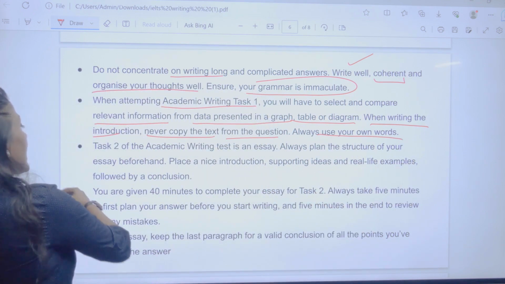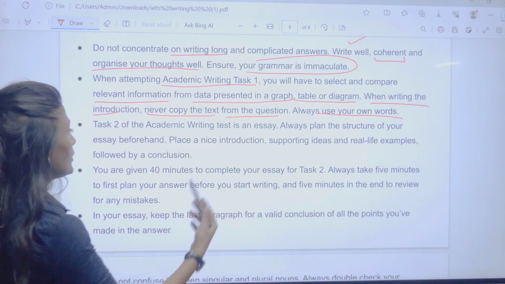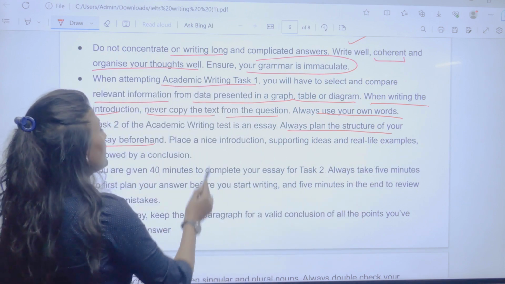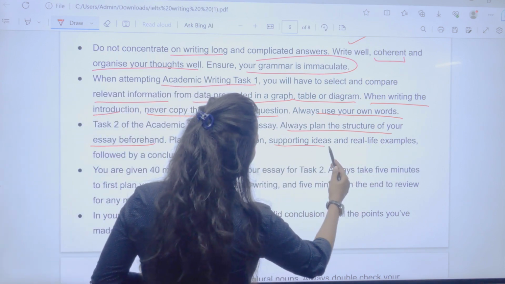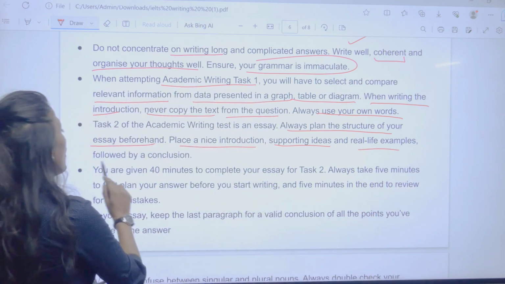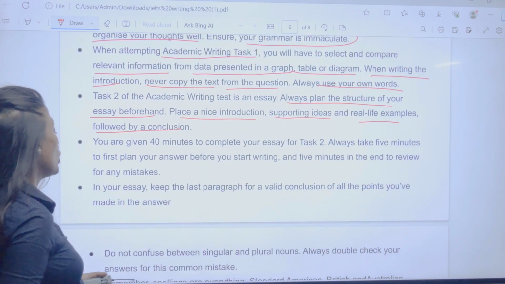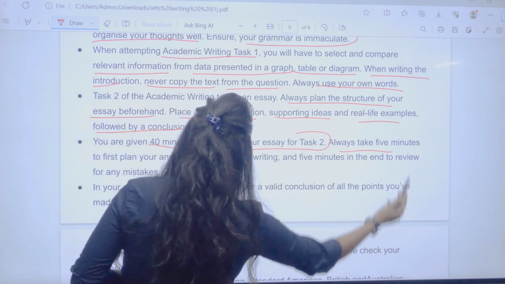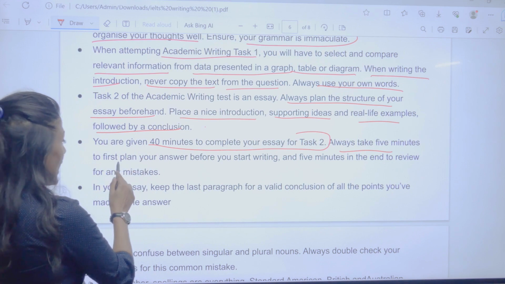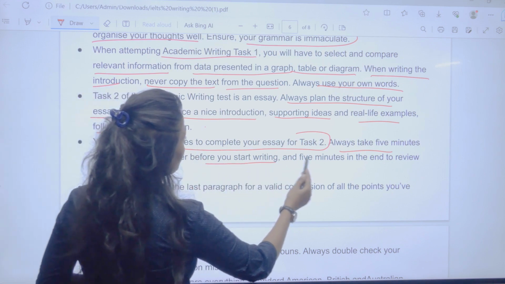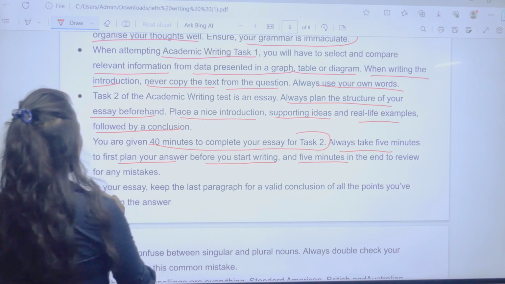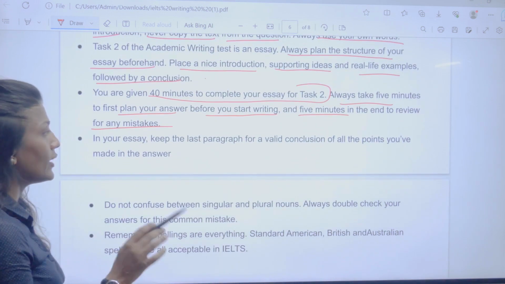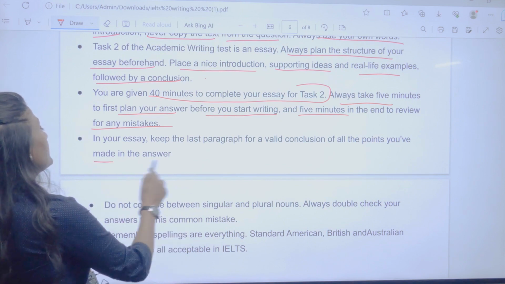In task 2 of the academic writing test, you will see that it is an essay. So always plan the structure of your essay beforehand. Place a nice introduction, supporting ideas and real life examples, followed by a conclusion. So you are given 40 minutes to complete your essay for task 2. Always take 5 minutes to plan your answers before you start writing, and 5 minutes in the end to review for any mistakes. So in your essay, keep the last paragraph for a valid conclusion for all the points you have made in the answer.